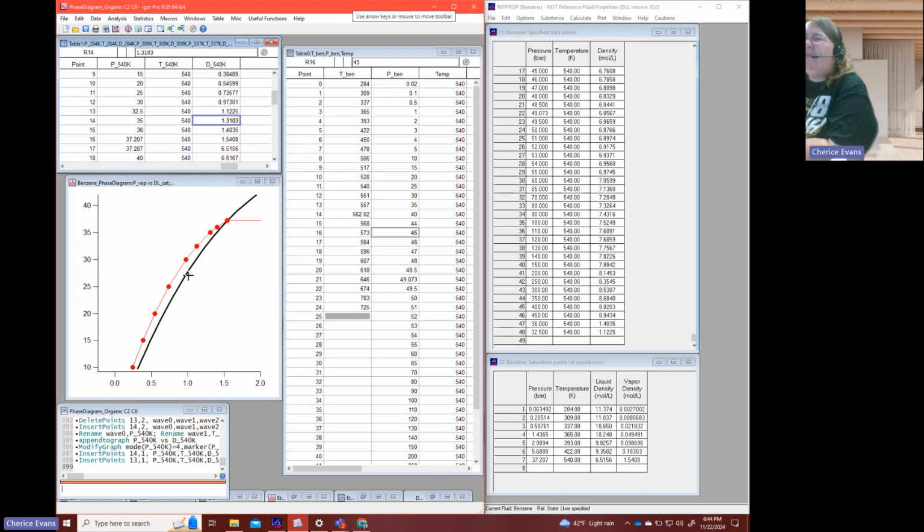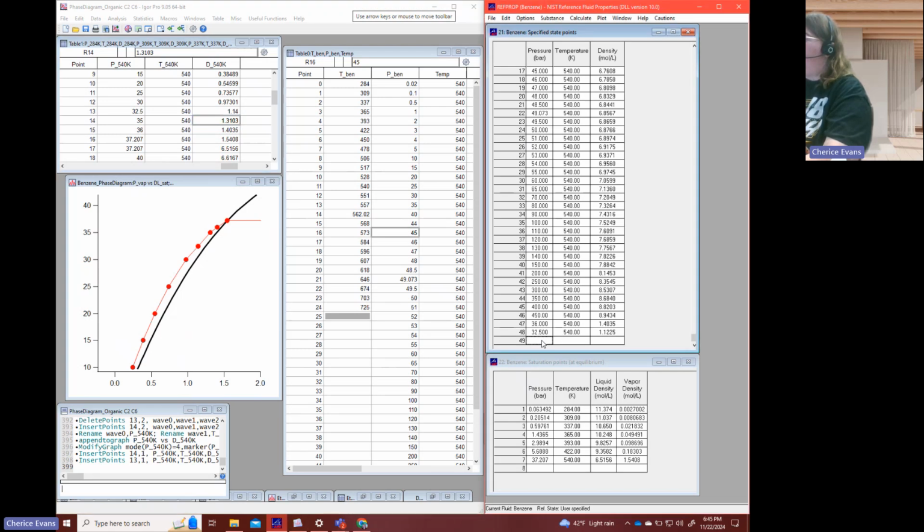Now, if I look at that, you'll see that while it's evenly spaced in pressure, it's actually not evenly spaced in density, and it still looks a little off. So I think I'd rather it evenly spaced in density at that point. So what I'm going to do is take my density and calculate the density that I want, which is 1.14.